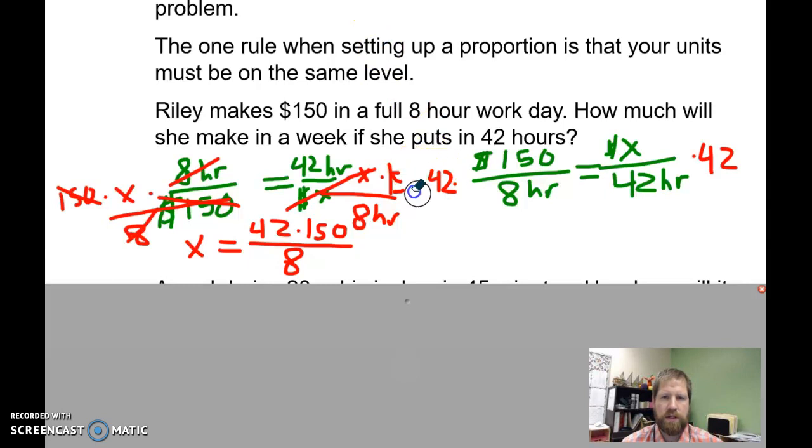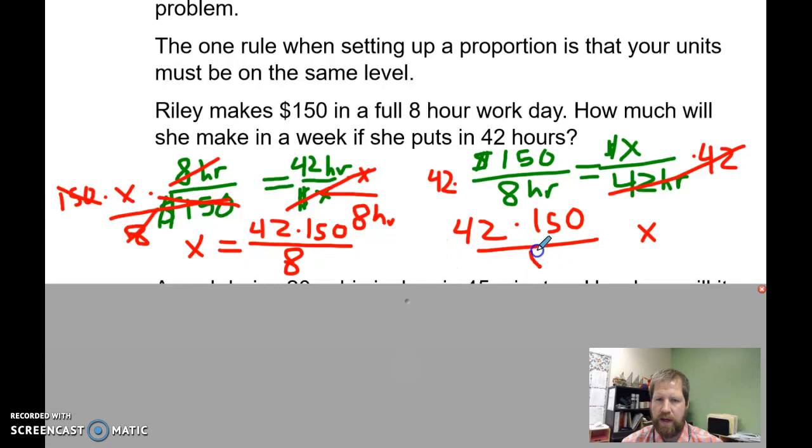And let me erase some of this so it's clear. All right, these cancel, and I'm already there. My x, my variable, is isolated. Okay, I get to the same place, right? 42 times 150 divided by 8 equals x. Same answer, same thing, but this was one step, and the other was like 3 steps.